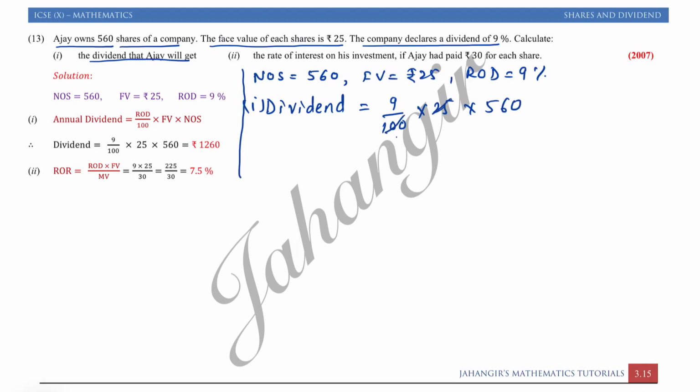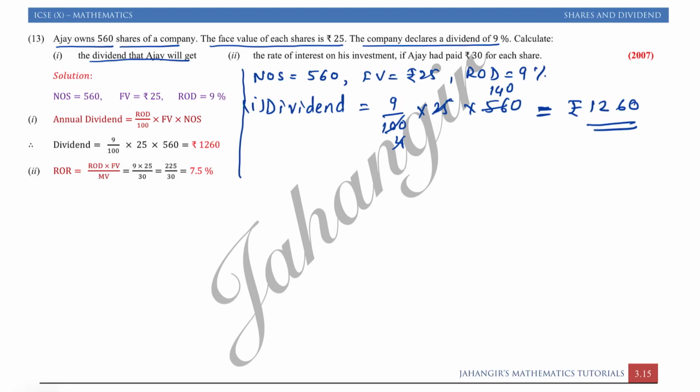So 25 ones are 25, 25 fours are 100, 4 ones are 4, 4 40s are 140, into 9. So 9 fours are 36, 3 9 ones are 9, 11, 12, 1260 is the final answer for the dividend. The first question we did.